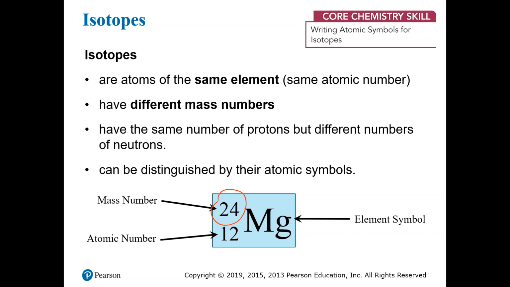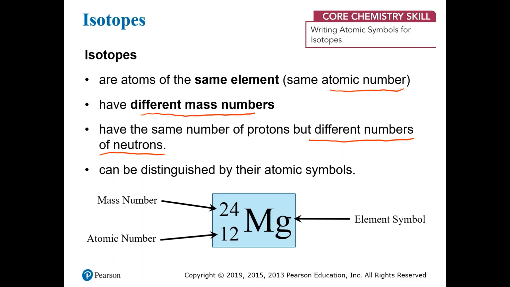So what's the difference? Well, the difference is in the other subatomic particle in the nucleus, which you may remember is the neutron. Isotopes are atoms that are the same element because they have the same atomic number, meaning the same number of protons, but they have different mass numbers because they have different numbers of neutrons. So the protons are the same, but the neutrons are different. Because the protons are the same, they're the same element, but because the neutrons are different, they have different masses.